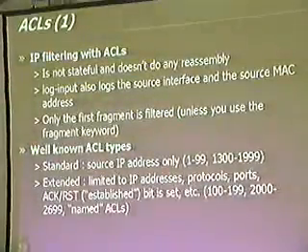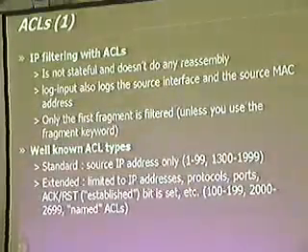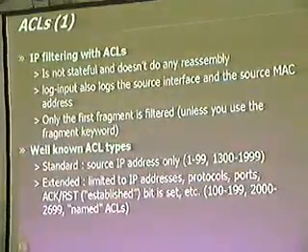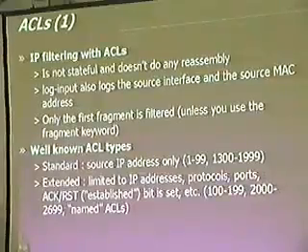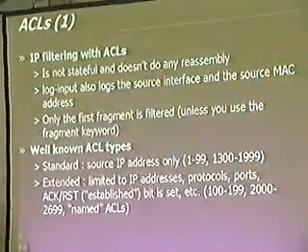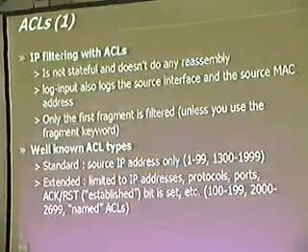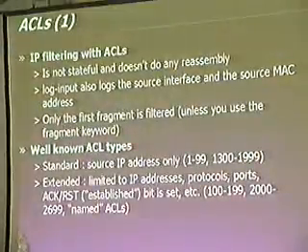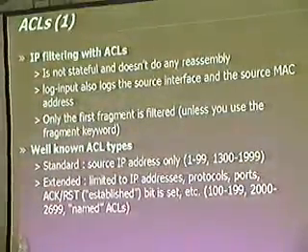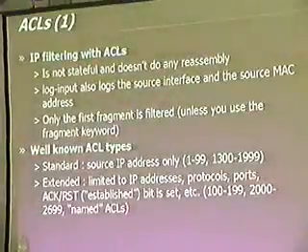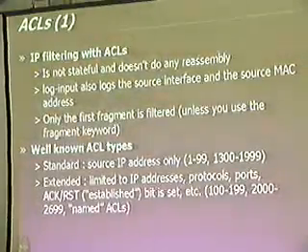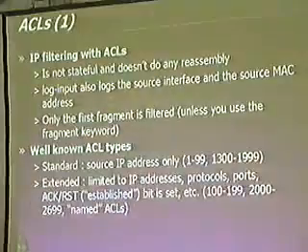So ACLs. ACLs are basically access control lists that can be used to filter traffic that's going into the router, coming out of the router, going over the router. That means traffic that is being forwarded. The bad side of ACLs is that on the Cisco devices, if you don't use the firewall feature set, it's not stateful and it doesn't do any reassembly.